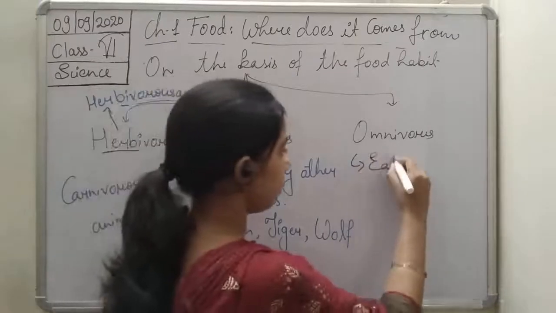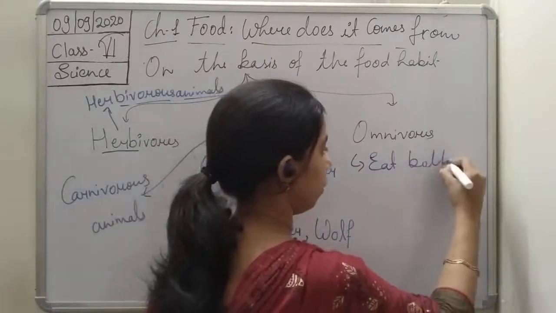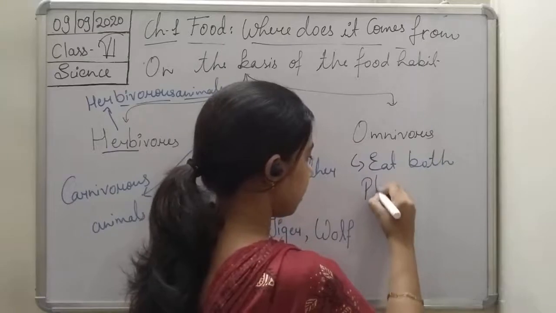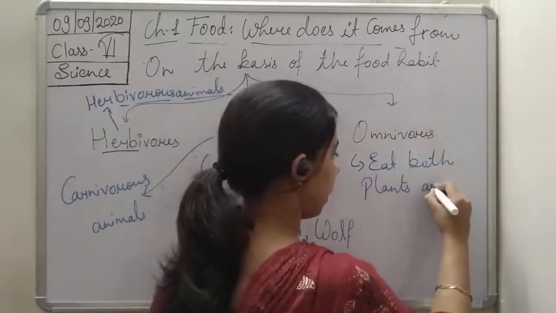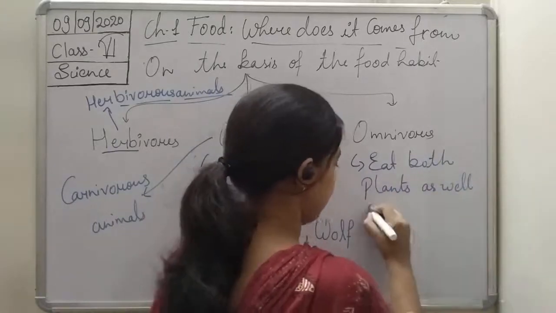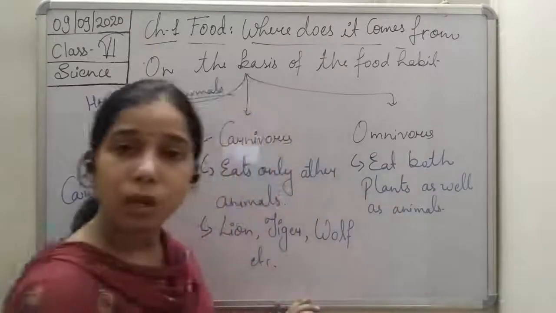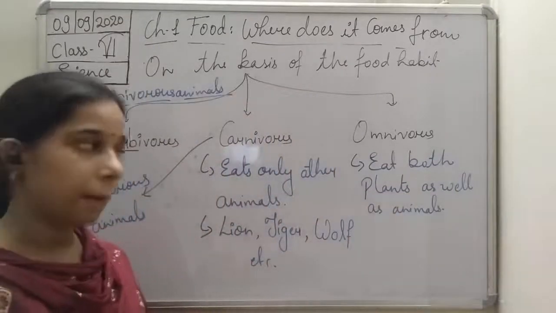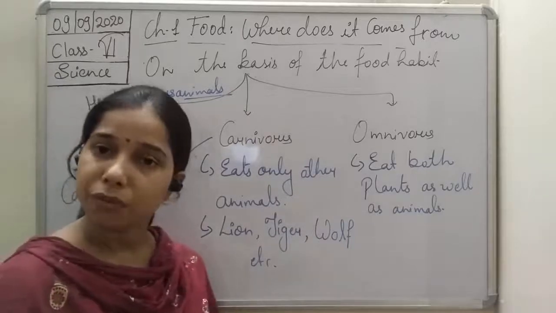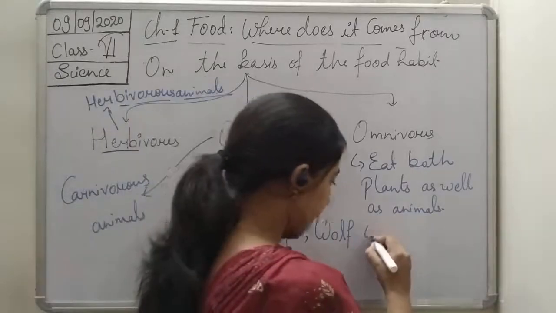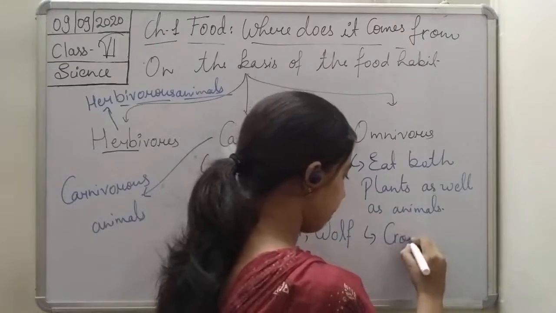eat both plants as well as animals. Okay, so they eat both of them, plant as well as that of the animals. Example, crow is there.